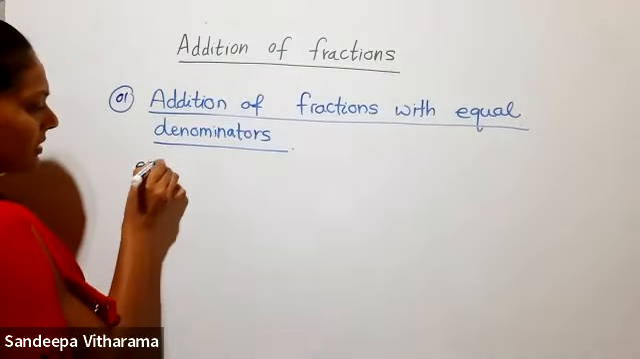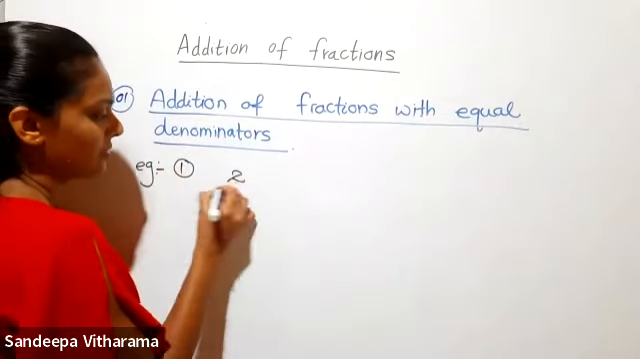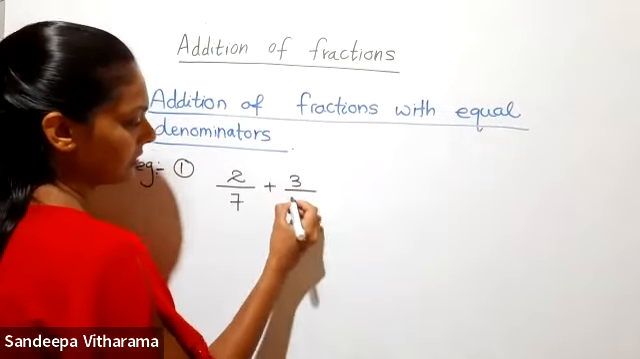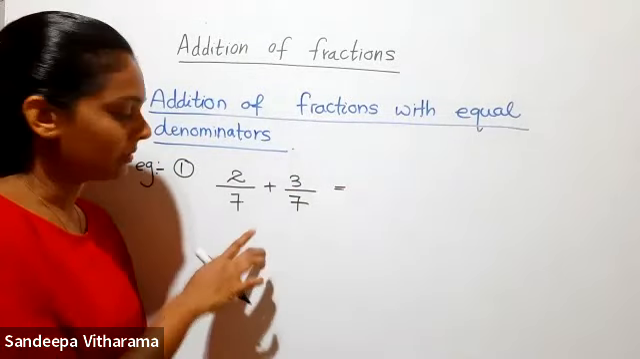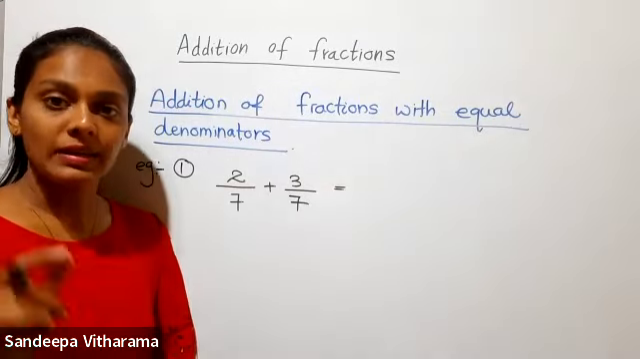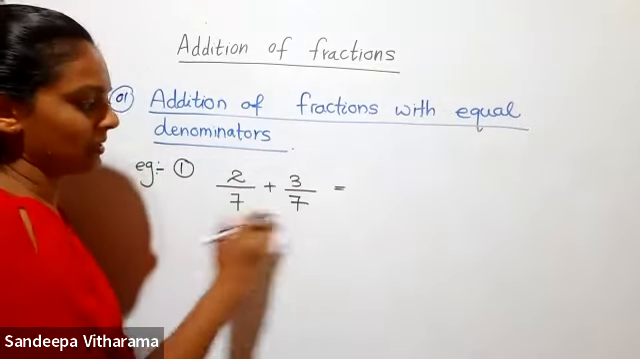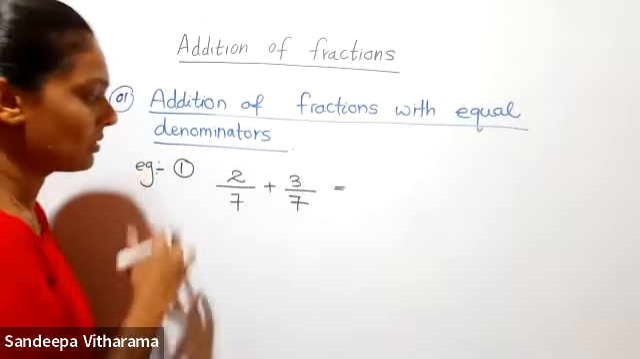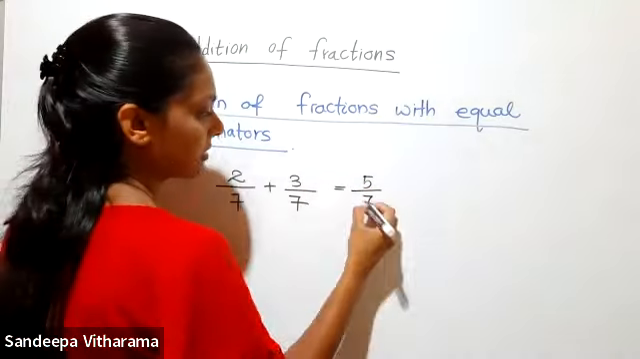Then, for example, it is 2 upon 7 is added to 3 upon 7. What is the answer? Very easy. When we have two or more than two fractions to add with equal denominators, equal denominators mean here, look at the denominators are equal. Okay. So in such cases, we add only numerators.